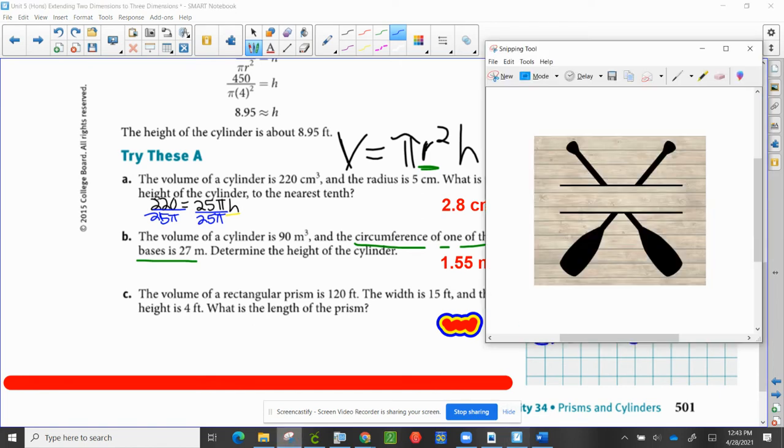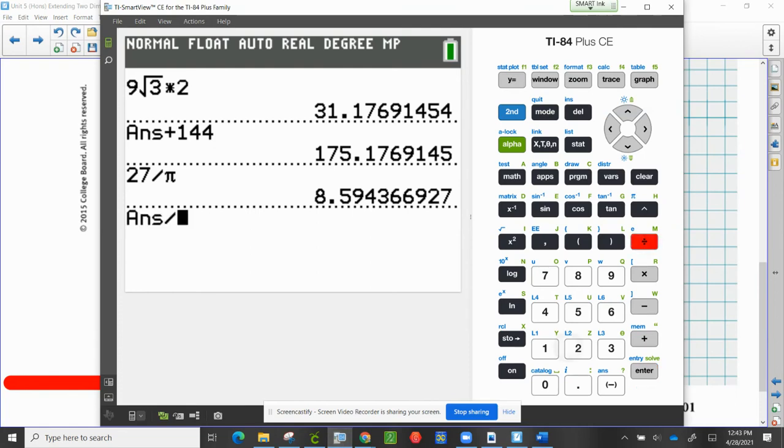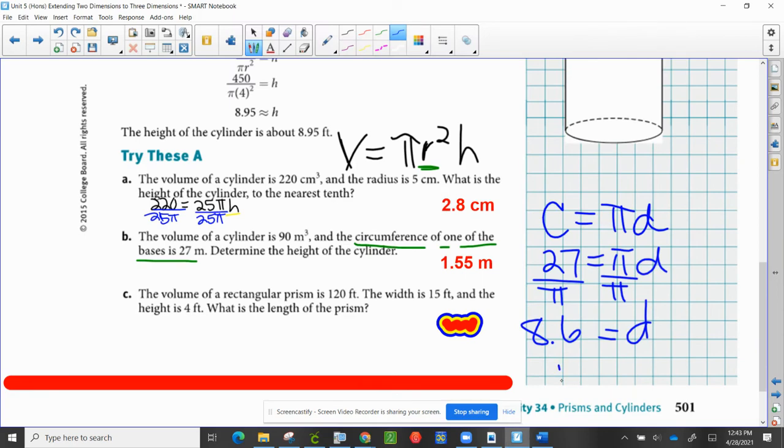Okay, but remember, I need not that, I need the radius. So let's just divide that by 2. So that makes my radius about 4.3. Okay, so now I can use my formula for volume. We know it's 90 is equal to 4.3 squared pi times h. So we would just have to find 4.3 squared, divide that on both sides from 90, and that should give us 1.5 for our height.